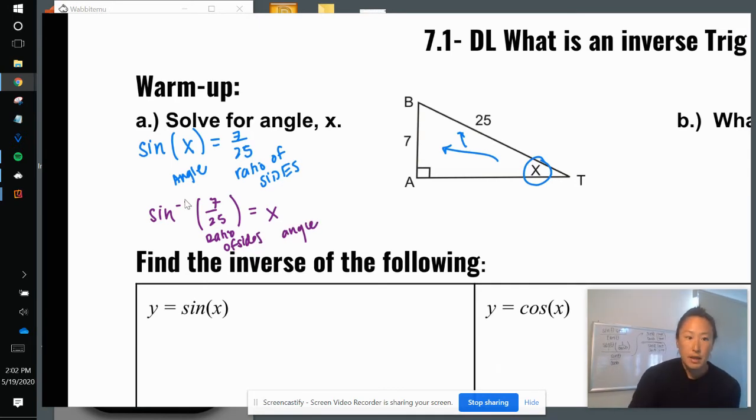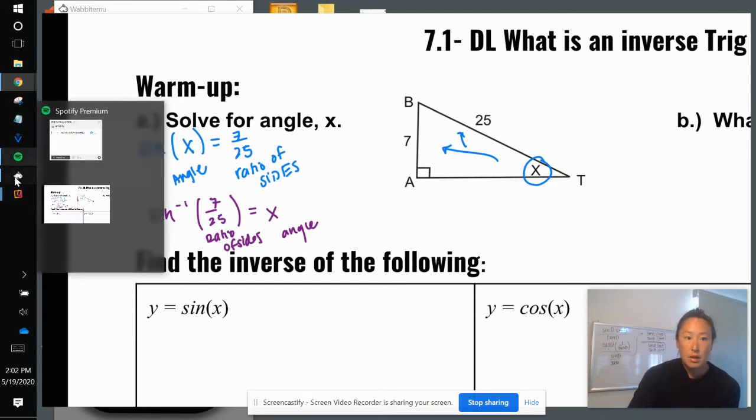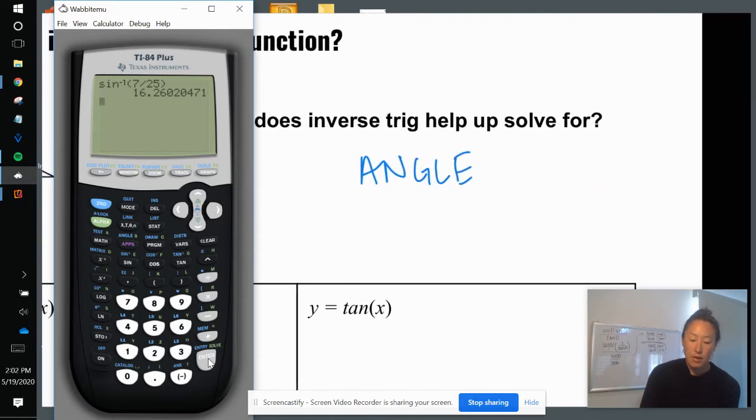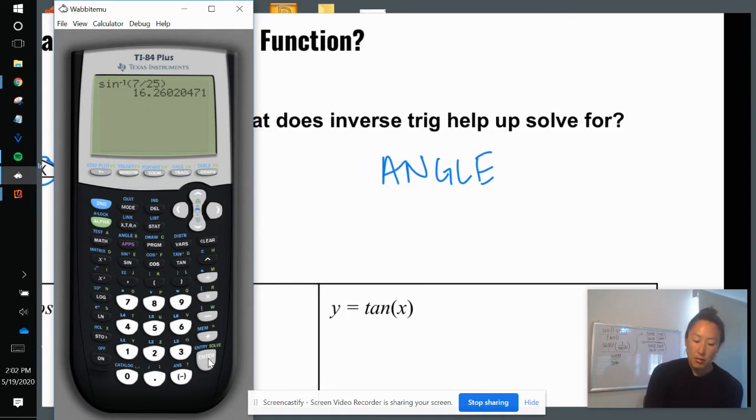Okay, I'm going to use my calculator. For this problem, I'm going to use degrees mode. The sine inverse of 7 over 25 gives me about 16.26 degrees. So x is about 16.26 degrees. The number one thing today is that we're going to remember that inverse trig solves for an angle.